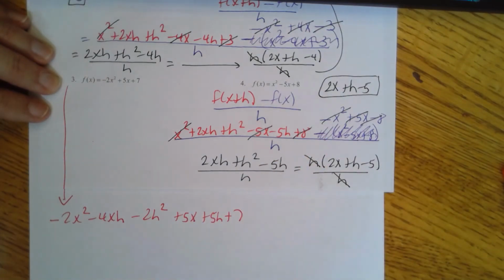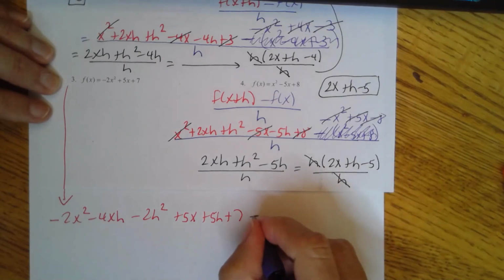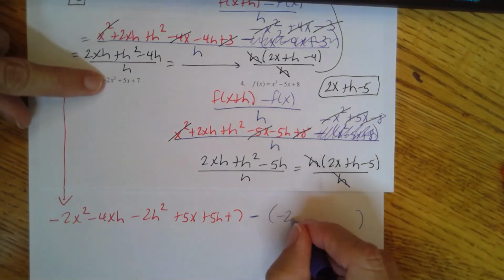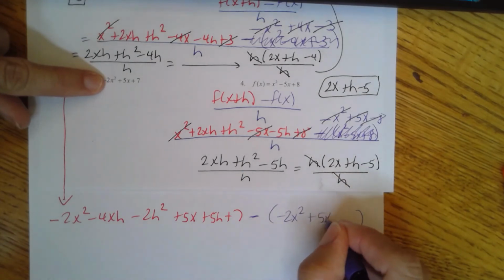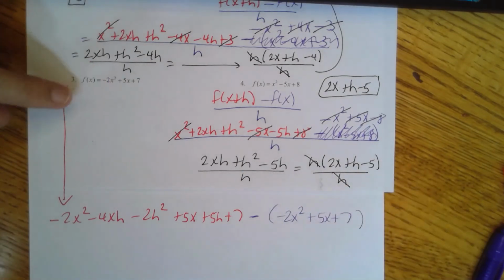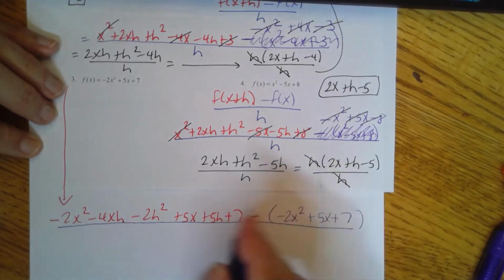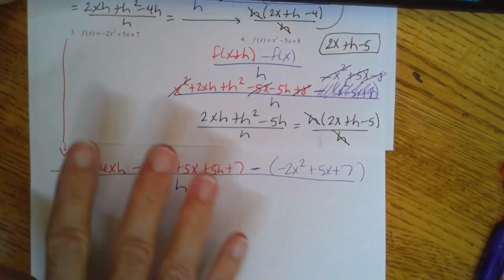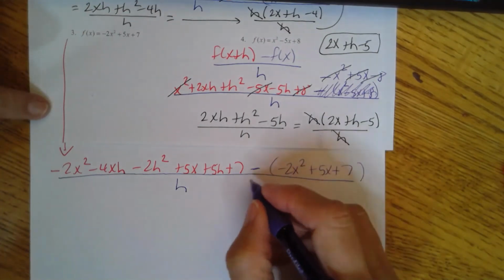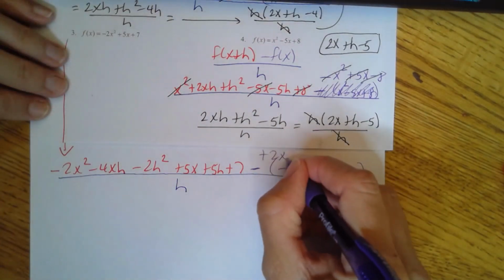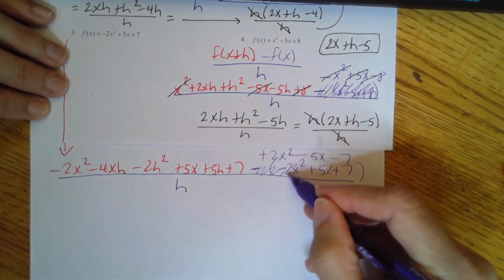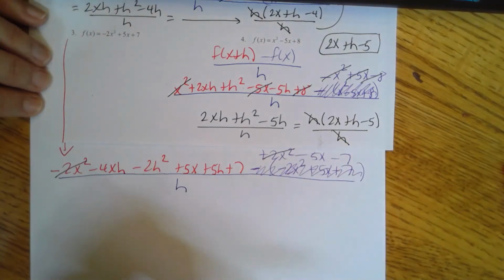Then I need to subtract off f of x. Well, f of x was negative 2x squared plus 5x plus 7. And it's going to be all over h. So then what do I do? I go ahead and distribute my negative. So negative times a negative would be a positive 2x squared, a minus 5x, and a minus 7. So then now that's going to be gone because I distributed my negative.